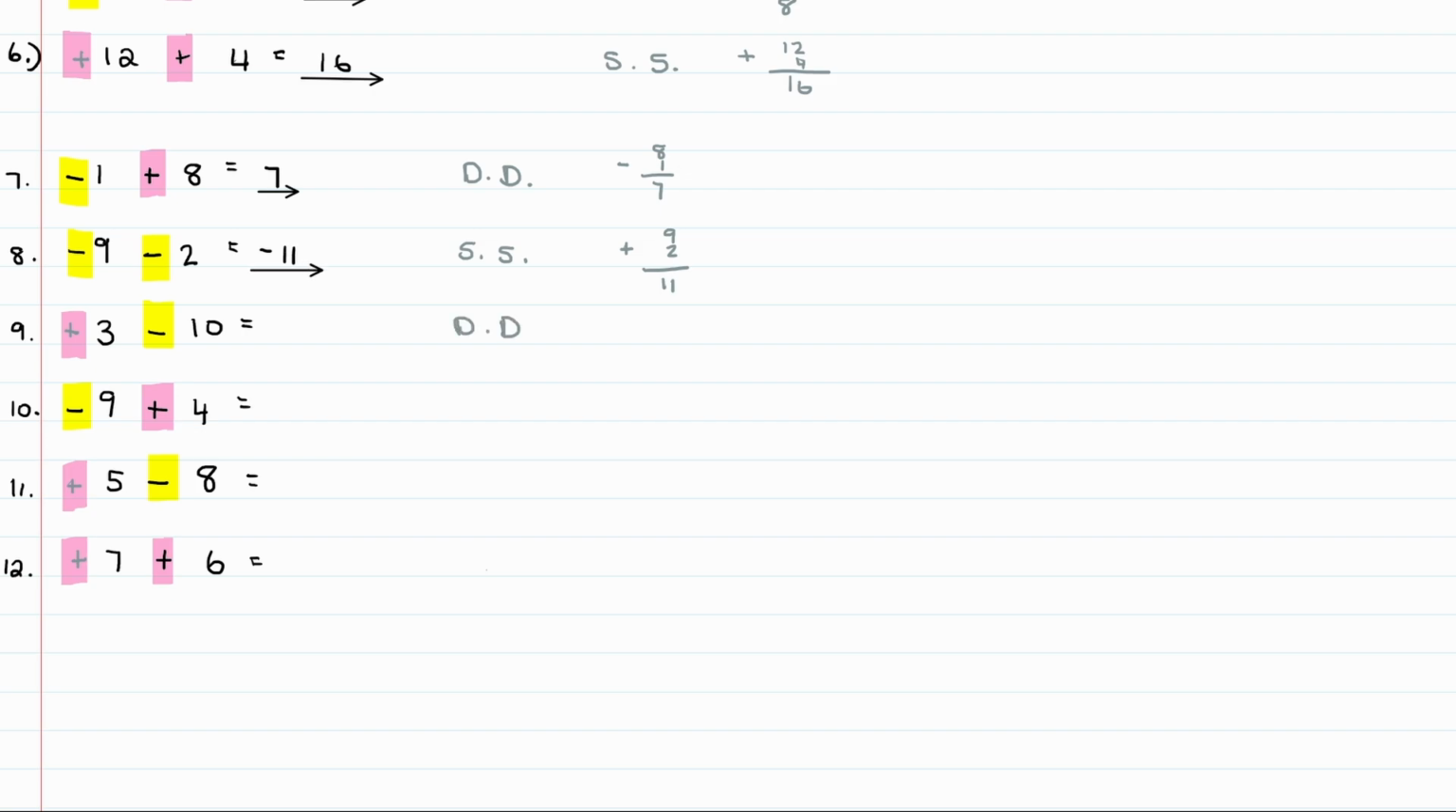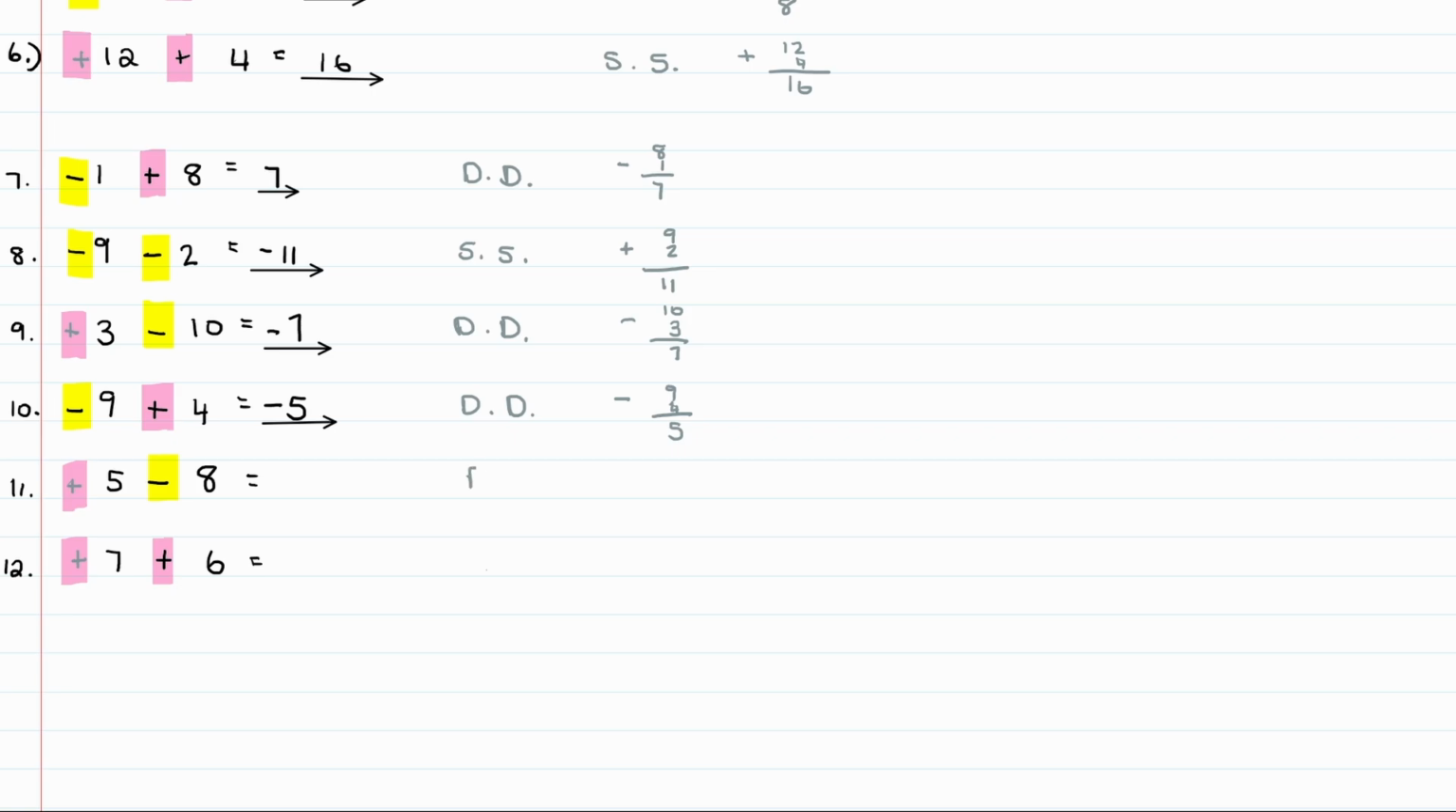Question 9. My signs are different, so I find the difference. I find the difference of 10 and 3. 10 minus 3 gives me 7. 10 is further from the 0 than the 3. The 10 is negative, so my answer is negative 7. Next, my signs are different, so I find the difference. I find the difference of 9 and 4. 9 minus 4 gives me 5. 9 is further from 0 than 4. The 9 is negative, so my answer is negative 5.